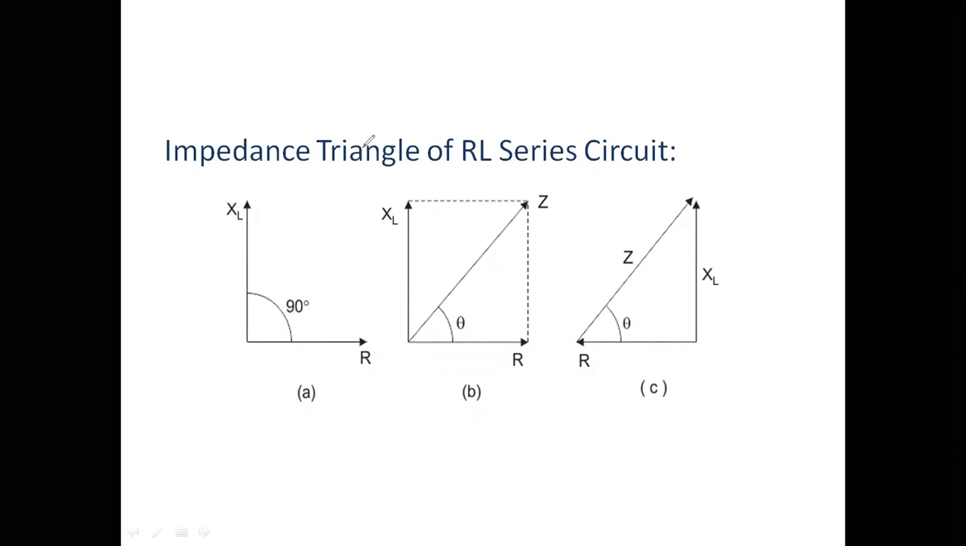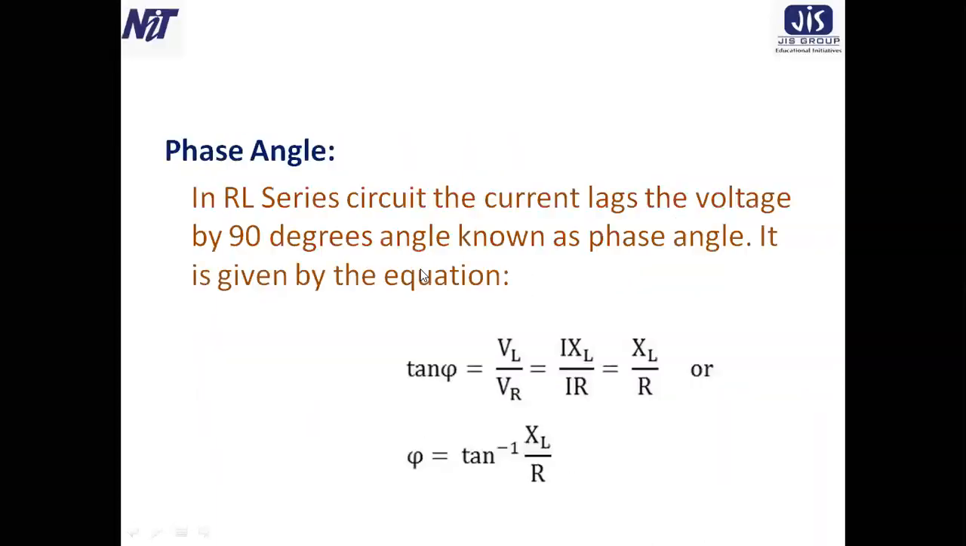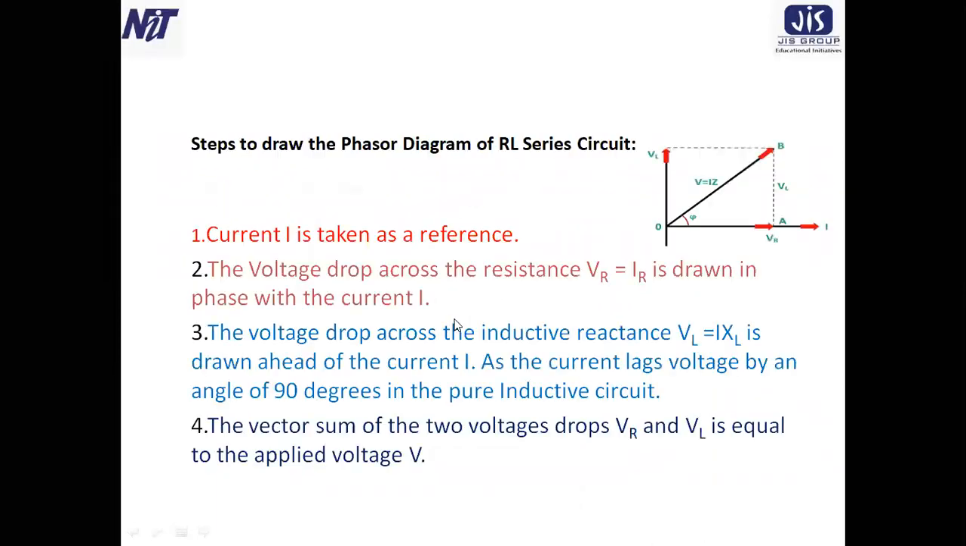So if you can remember this diagram, here VL was leading from I. So this is VR, this is VL, and this is VZ. Now we can easily convert this voltage triangle to the impedance triangle, because V equals I into Z. Z is the impedance of the circuit.